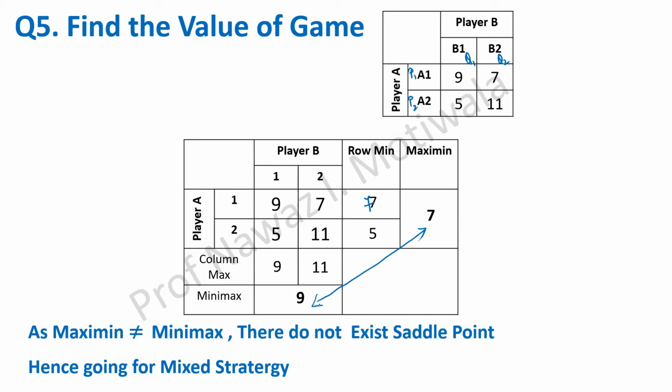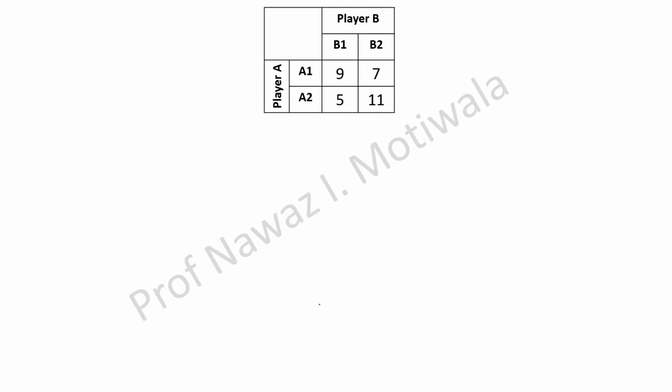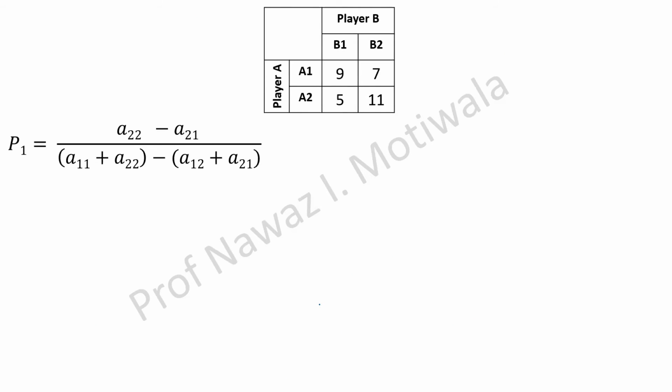Okay. So now as we are going for mixed strategy, and we have seen that it is a 2 by 2 problem, it's very simple now. Just apply the formula. The formula is in front of you. Just apply and tell me what will be the answer for P1, P2, Q1 and Q2.